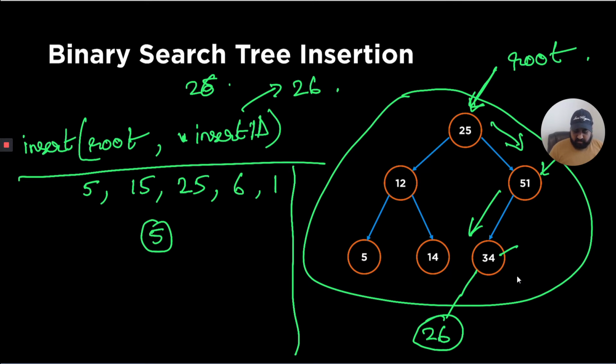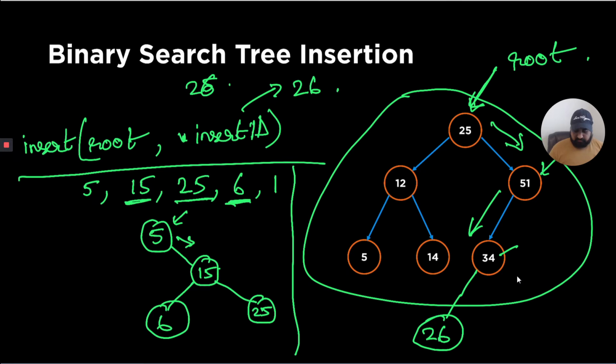Now we have 15. 15 will be attached to the right of 5 because it is greater than 5. 25: we compare 25 with 5. It's greater, go towards the right. We compare 25 with 15. Since it's greater, you attach 25 towards the right-hand side. Next we have 6. 6 is greater than 5, so go towards the right. It's lesser than 15, so you're going to attach 6 right here. Next we have 1. 1 is lesser than 5, and we are going to attach 1 right here. So that's how we are going to insert a particular series of elements in the tree.